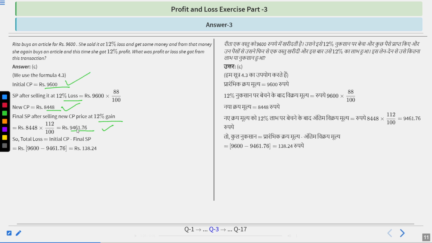SP is 9,461.76. So loss will be initial CP minus final SP. When we calculate it, we got 138.24 rupees loss. So C is the correct answer. Next one.